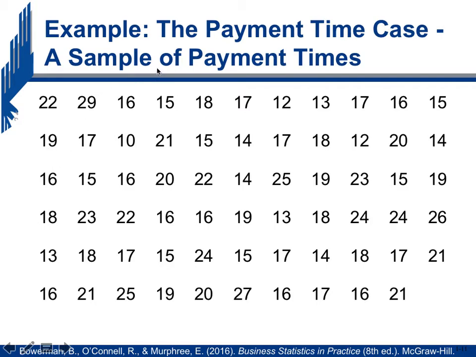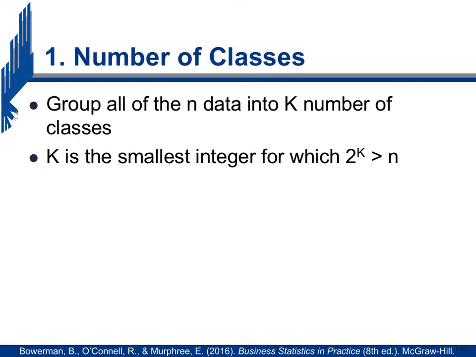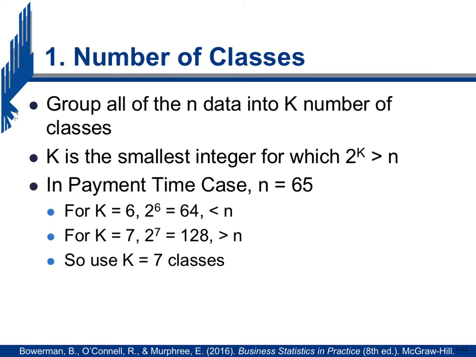Now, we know that there is no standard way of categorizing payment times, so we can form intervals here with equal lengths. So again, the first step is to find the number of classes, and to get the number of classes, we base it on this equation, 2^k > n. So our goal is to look for the smallest integer k that will satisfy this equation, where n refers to the number of measurements in the dataset. So in the example shown earlier, n is equal to 65.